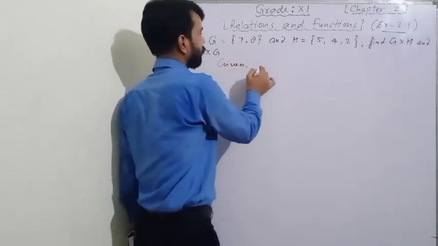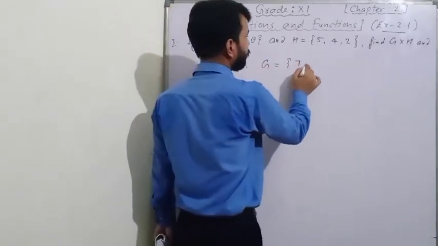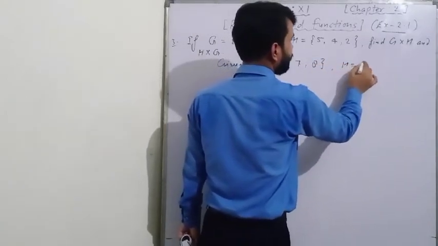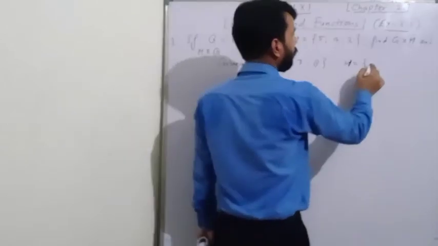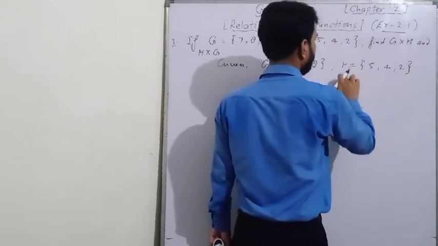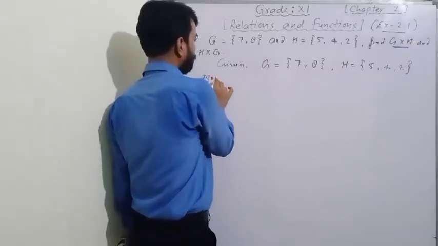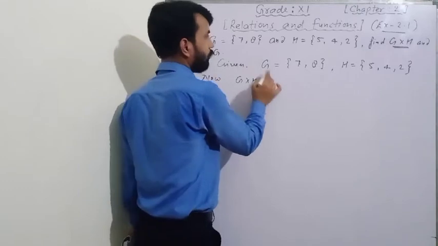Given set G is 7, 8 and H set is 5, 4, 2. First we have to find G cross H. Now G cross H equals to.